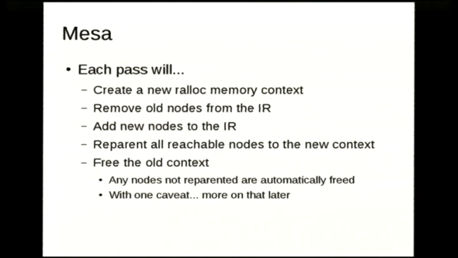So we have a lot of optimization passes and other kinds of code transformation passes that will create a new ralloc memory context, perform a bunch of operations on the IR tree, add some nodes, delete some nodes, move things around, and then make a pass through all of the reachable nodes in the tree, reparent them to the new context, and then destroy the old context. So anything that's still attached to the old context sort of automagically gets freed.